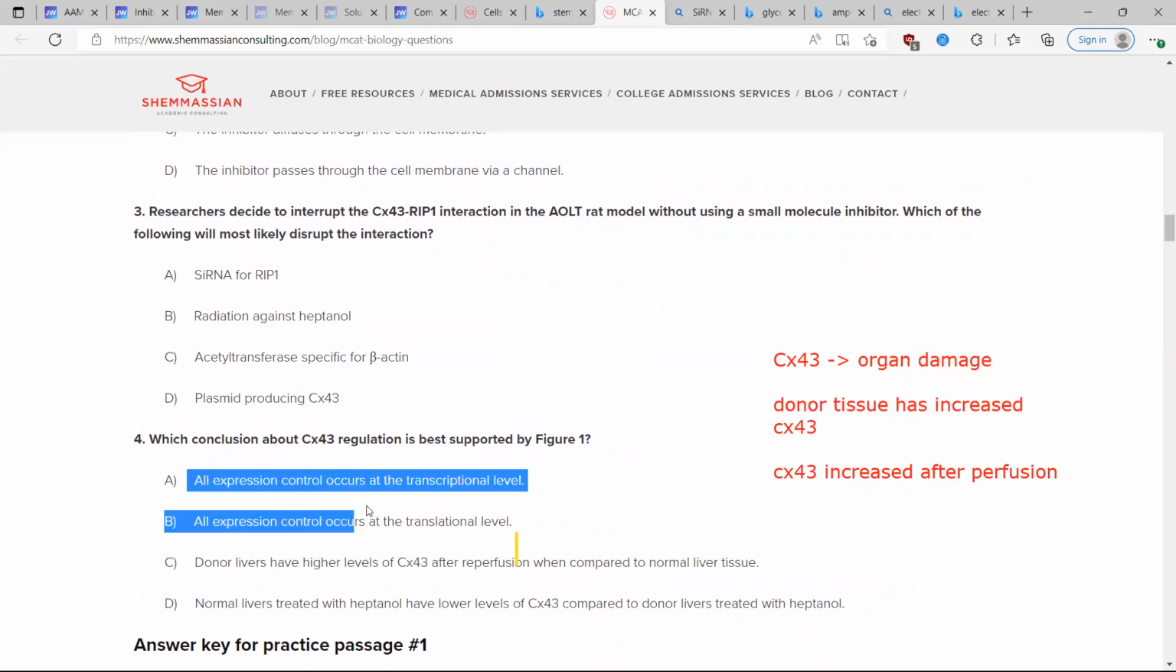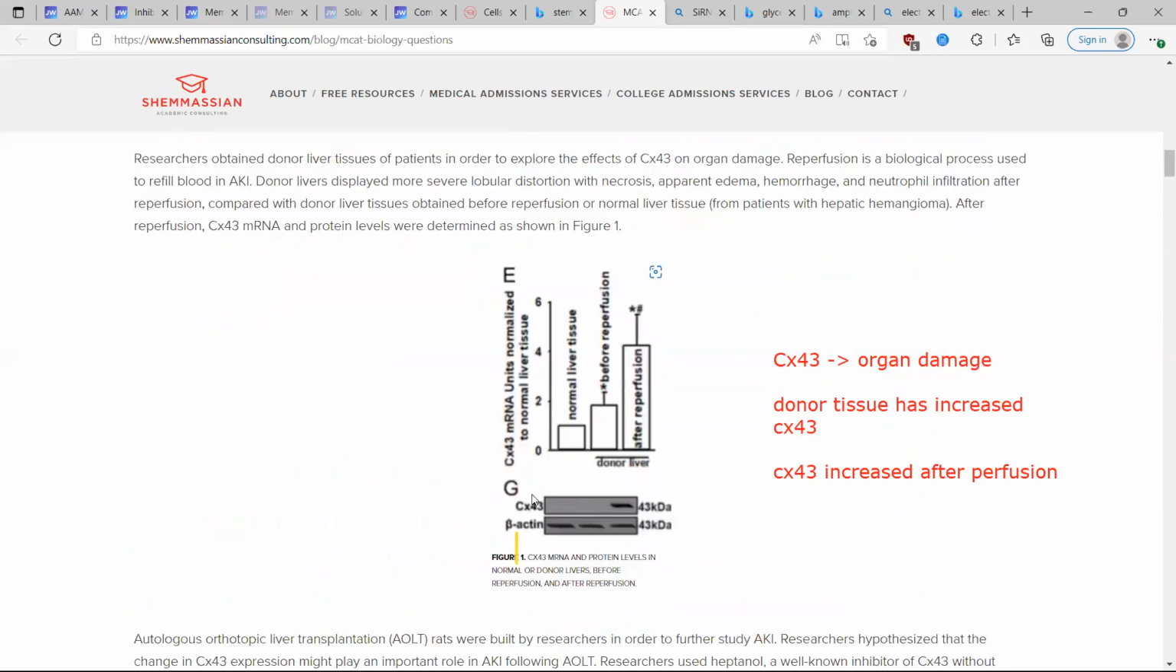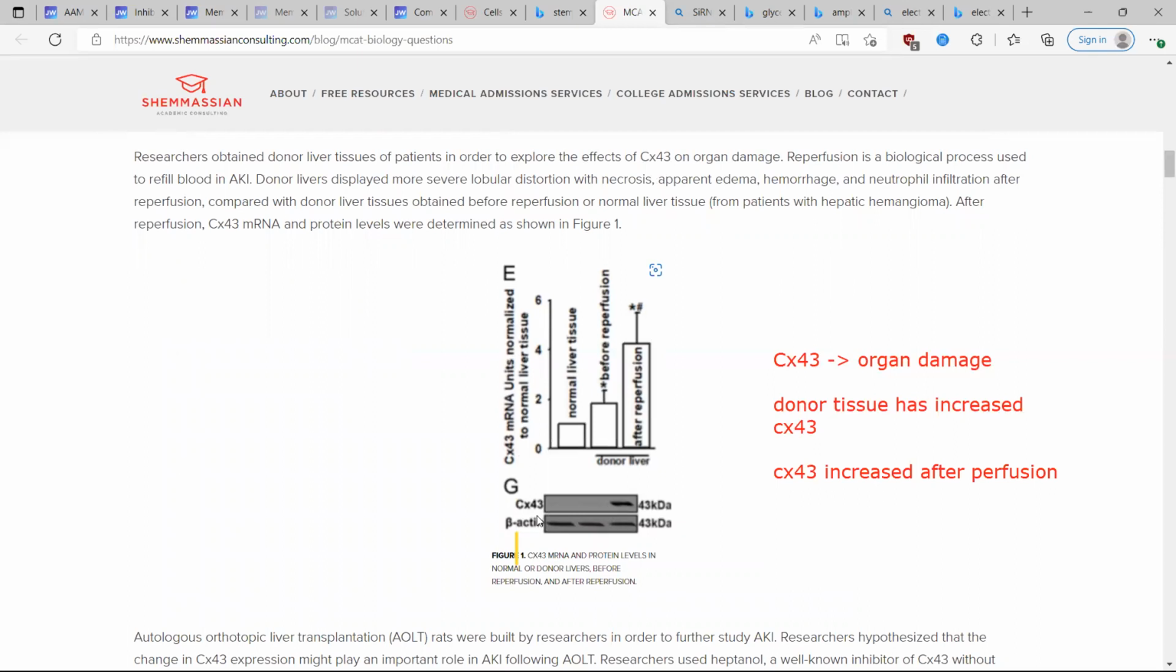Now, in regards to A and B, I think what they're getting at is using this to explain transcription versus translation versus the mRNA. But I don't think you can really draw a conclusion from here because there's not really a clear pattern like there is here with the CX43 increasing with the reperfusion. So C is the best answer there.